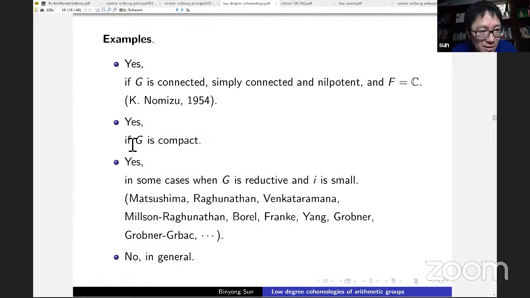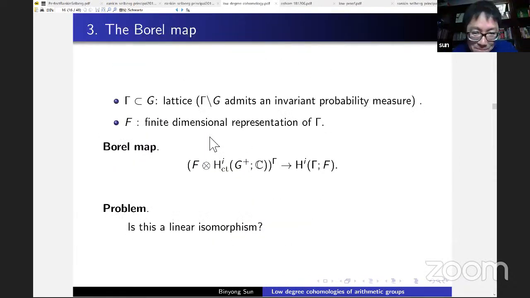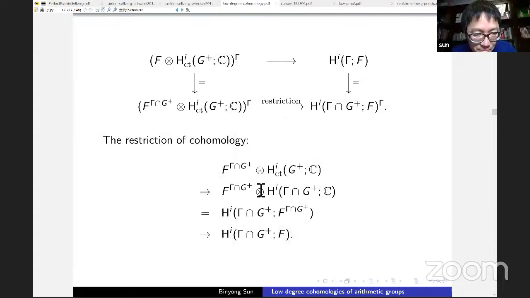And yes, if G is compact, this is also true. If G is compact, then gamma must be a finite group. Then this cohomology is non-zero only when I equals zero. So both sides are easier to calculate. So we know this is an isomorphism.